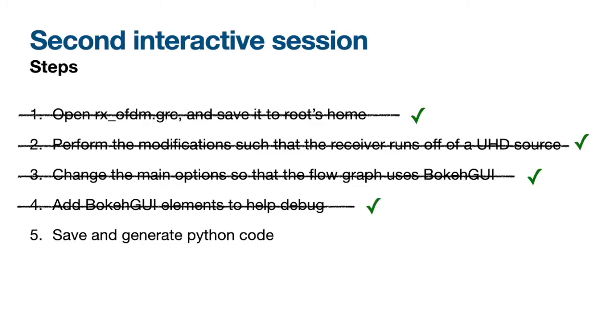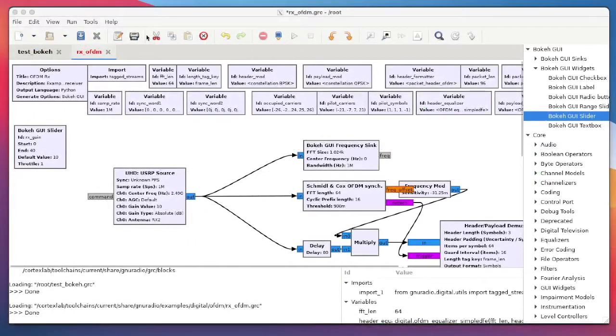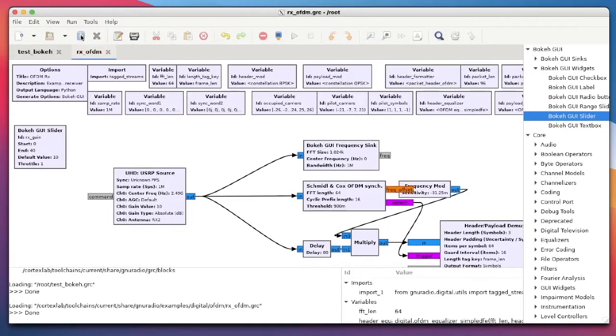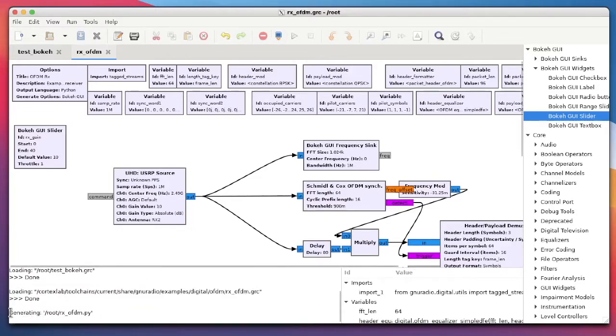And now we need step number 5, which is save and generate the Python code. So we can go back to the GNU Radio Companion, save, and then we can click on this button right here, which is generate the flow graph, and this will generate a Python file which will be executed. When we press it, there is a small message here saying generating root rxofdm.py, meaning that we have correctly created our receiver flow graph in Python.